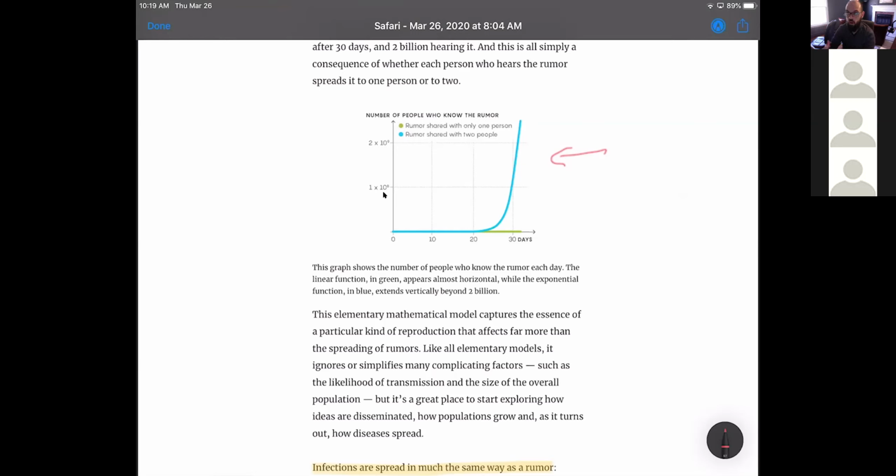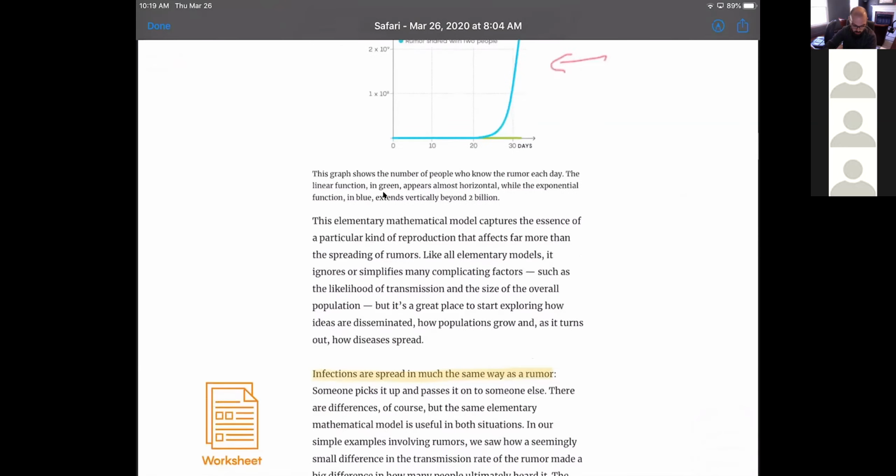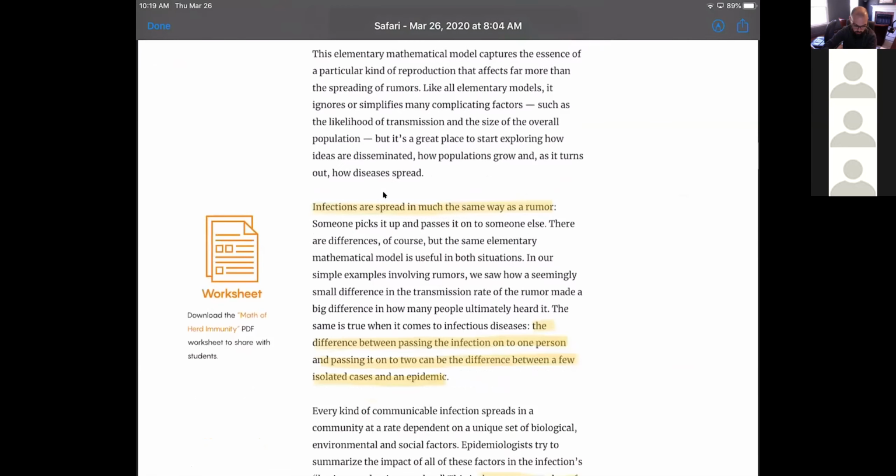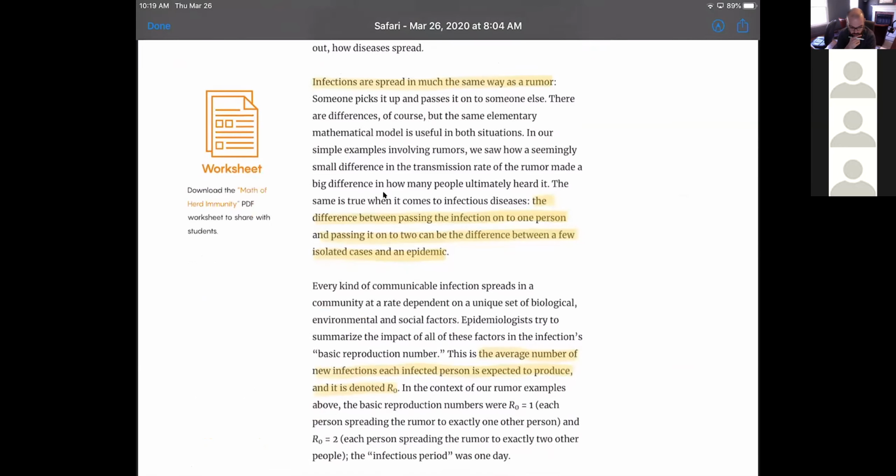And so what kind of thresholds do we need to make that happen? If we're only infecting one person every day, not so bad. If we're infecting two people every day, it's really bad. So we want to make that idea and see how we can model that with mathematics. Okay.